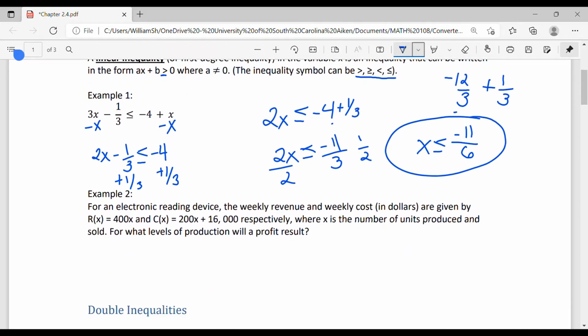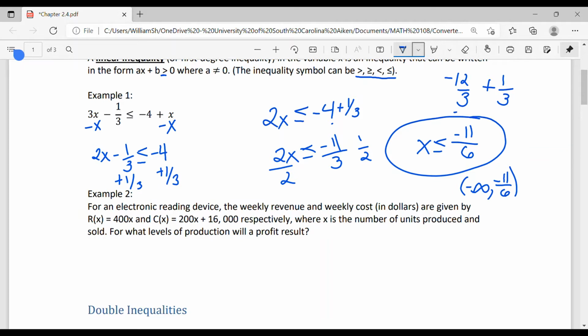Now something you're going to see with these as well is we're going to spend a lot of time writing these in interval notation. Now if x is less than or equal to negative 11 over 6, that means the biggest it can be is negative 11 over 6. And it can go down from there infinitely. So it'll go from negative infinity all the way up to negative 11 over 6. Just like that. Make sure your negative infinity is first, your negative 11 over 6 is second. You always have to go from smallest to largest in this interval notation.